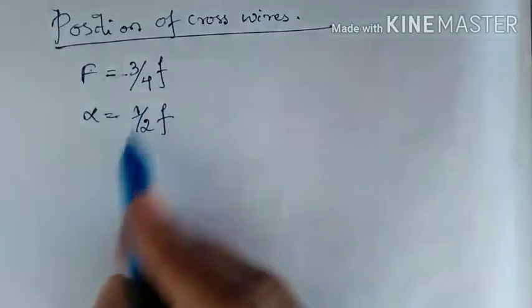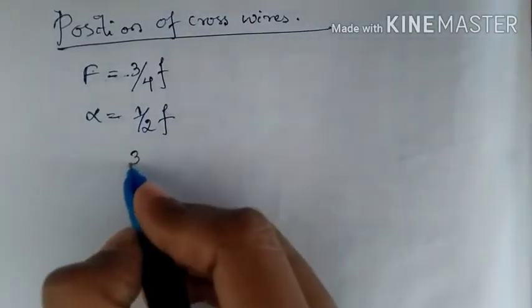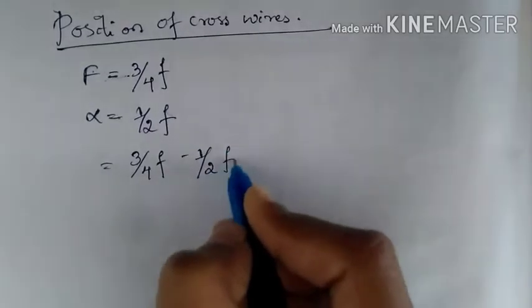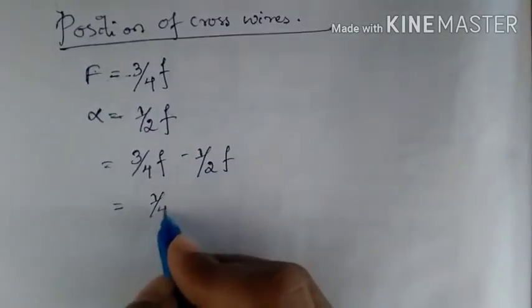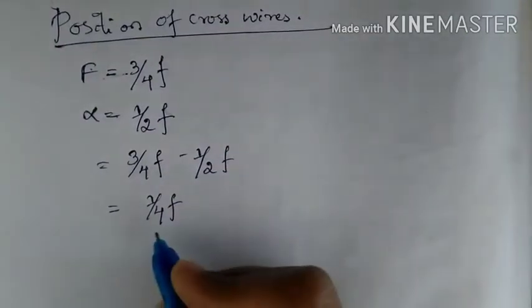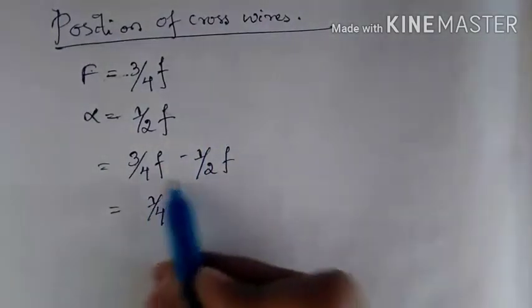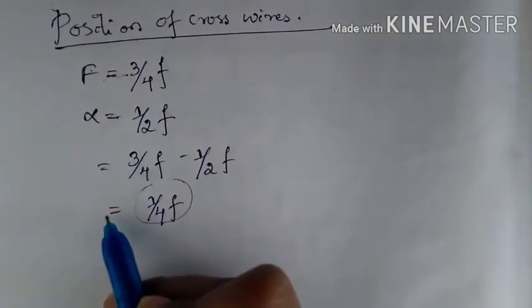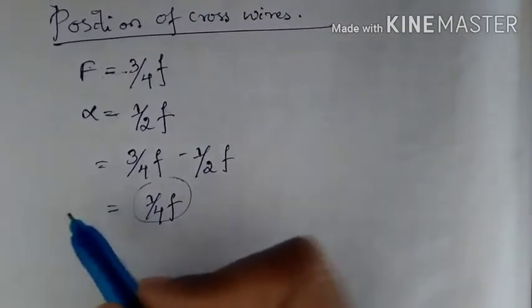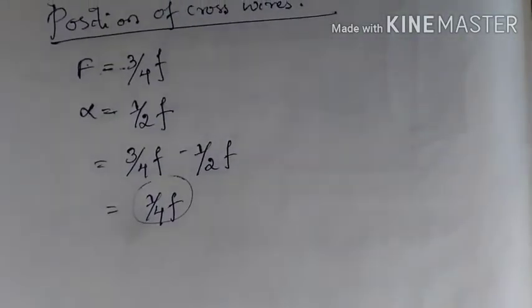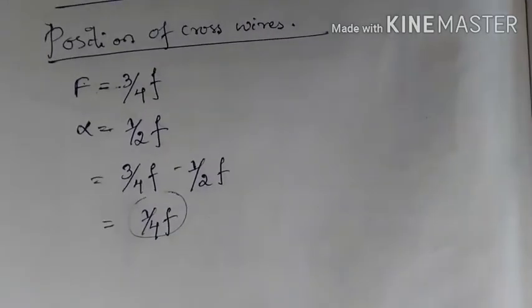So for the position of cross wires, what we'll do is 3/4 f minus 1/2 f. That gives 1/4 f. So the image that will be formed before the eyepiece will act as an object for the eyepiece, and the image from the eyepiece will be formed at infinity. So this is the position of the cross wire.